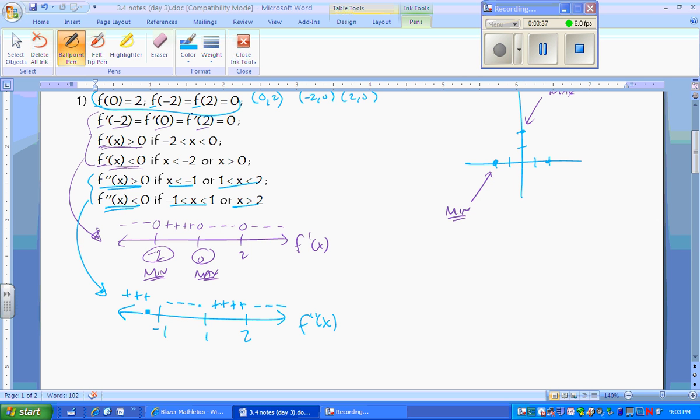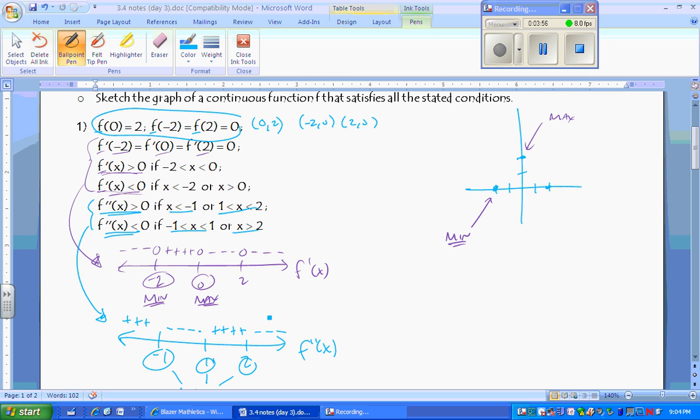Here, the second derivative tells us when it's concave up, concave down. When it changes from concave up to concave down, or concave down to concave up, which it does at all 3 of these points, we have an inflection point. So each of these is an inflection point. And that's where the graph changes concavity. So we don't have points on our graph over here where x is negative 1 and x is 1, but we do have one when x is 2.